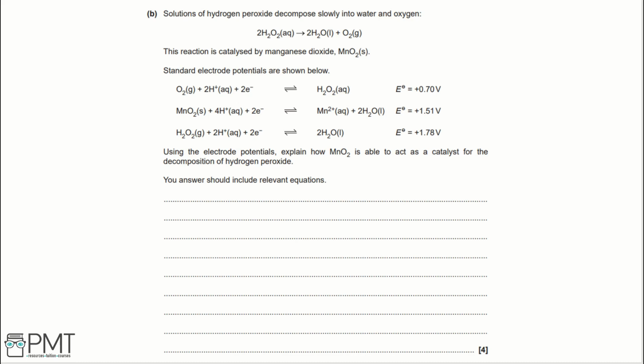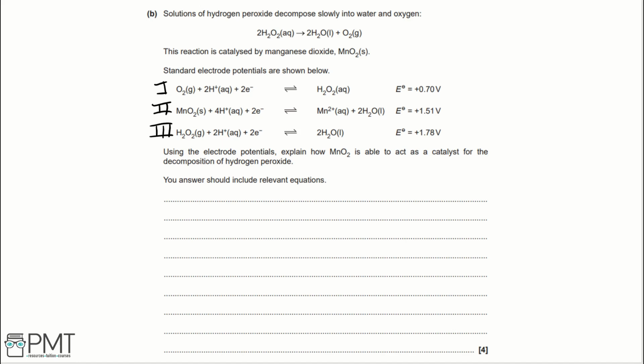B. Solutions of hydrogen peroxide decompose slowly into water and oxygen. This reaction is catalyzed by manganese dioxide. Standard electrode potentials are shown below. Using the electrode potentials, explain how manganese dioxide is able to act as a catalyst for the decomposition of hydrogen peroxide. Your answer should include relevant equations. A way to lay this question out is by numbering the equations that we're given. If we use Roman numerals, we can refer to them later on when answering.